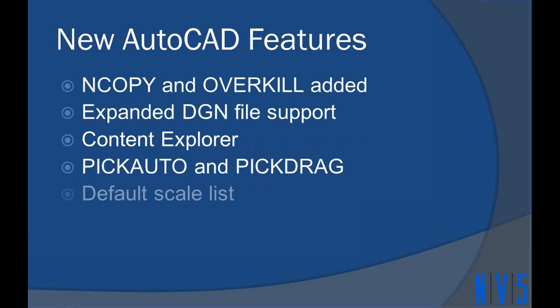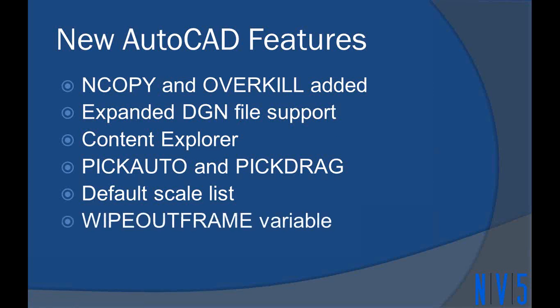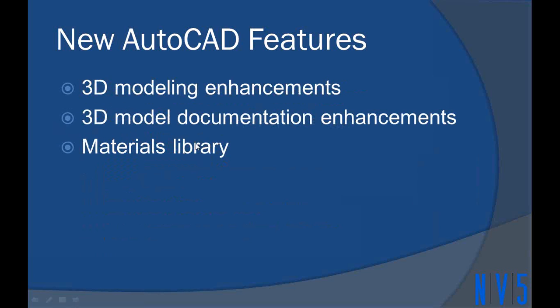A few other things. Ncopy and Overkill have been moved from Express Tools to base AutoCAD. Better DGN support, a few other variable changes.